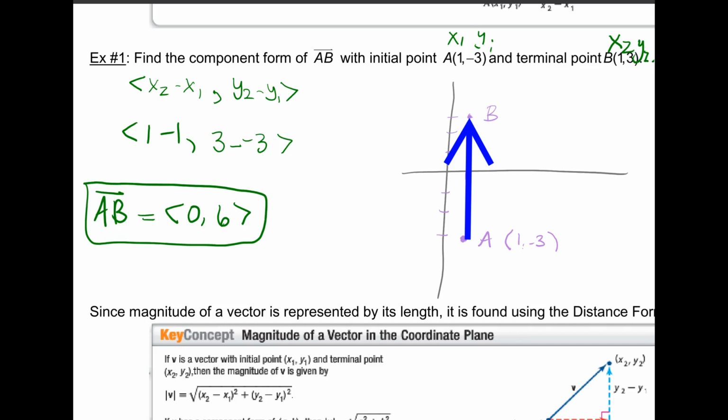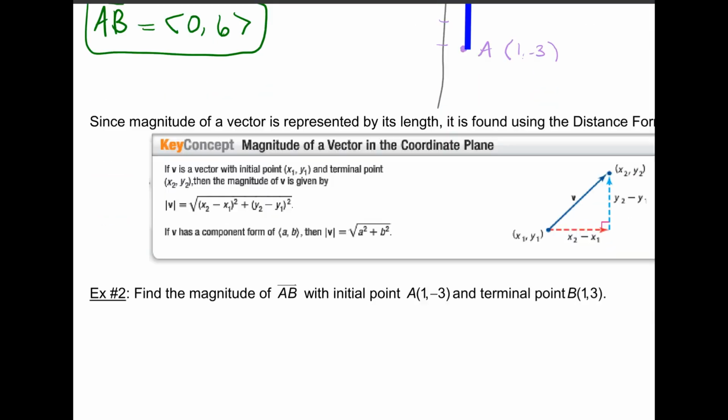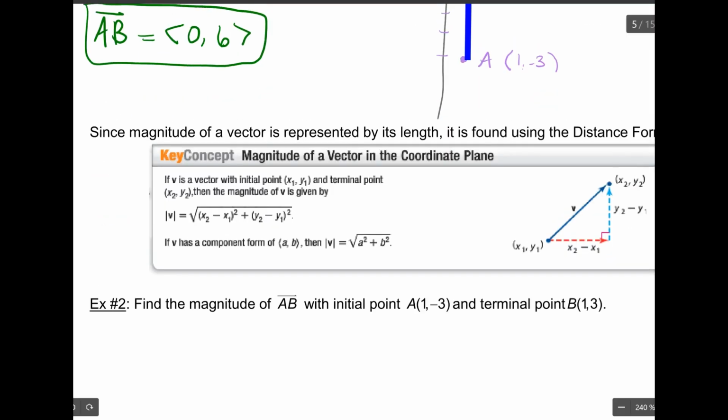Y2 minus y1. Ian knows it. No, something squared. He's a smarty pants. Like it's the Pythagorean theorem. A squared plus b squared equals c squared. Or you could say, like, surprise, I'm going down the page. Okay.